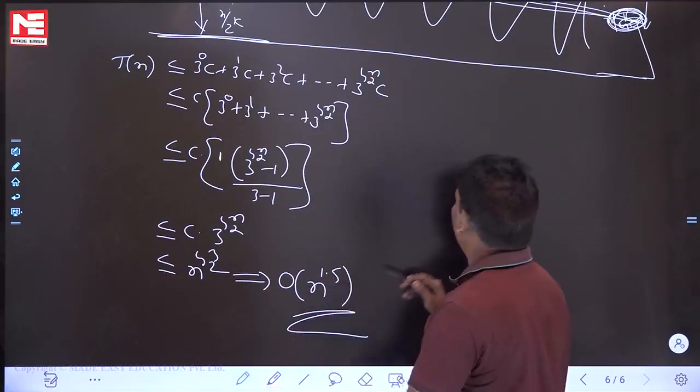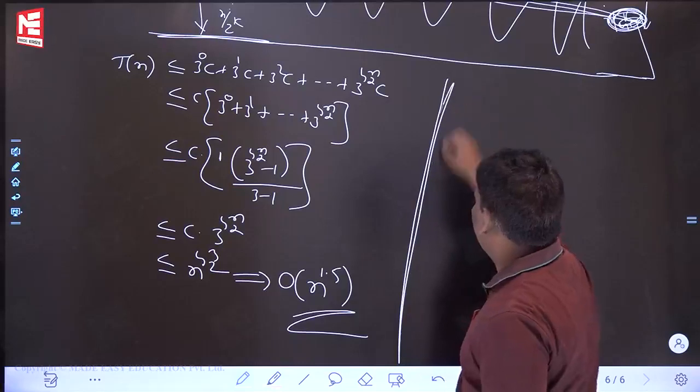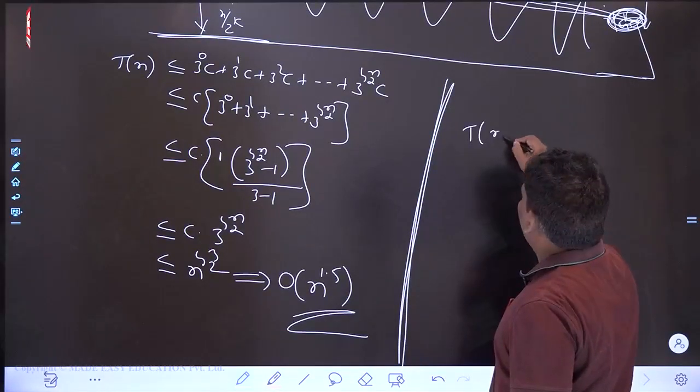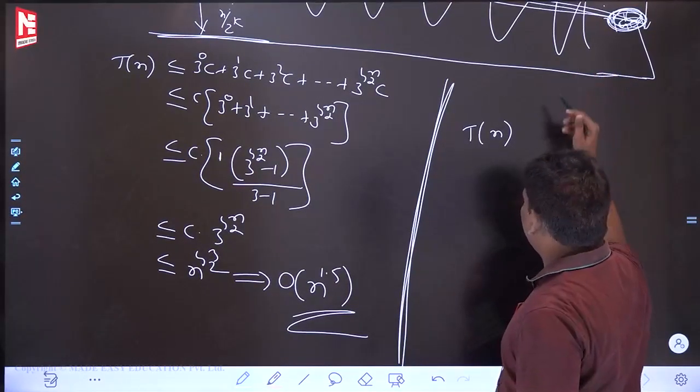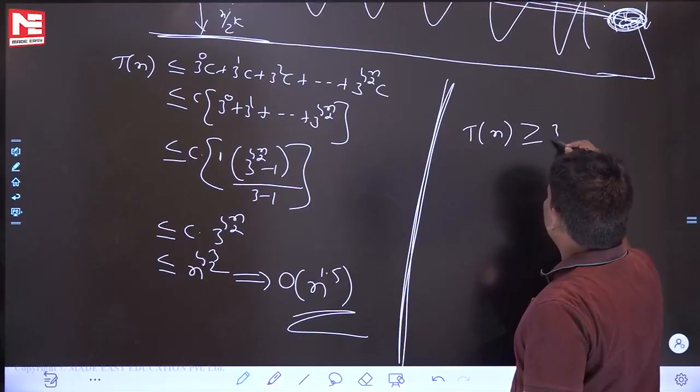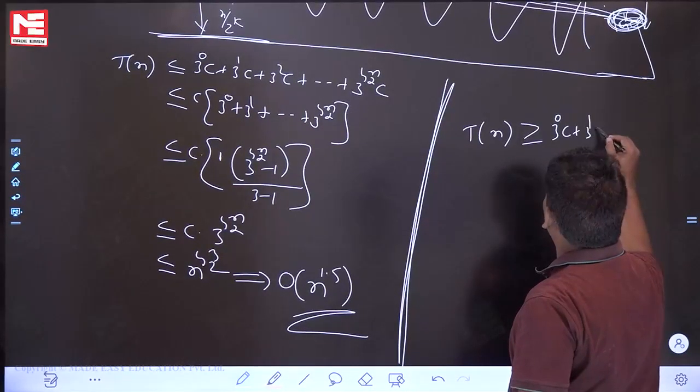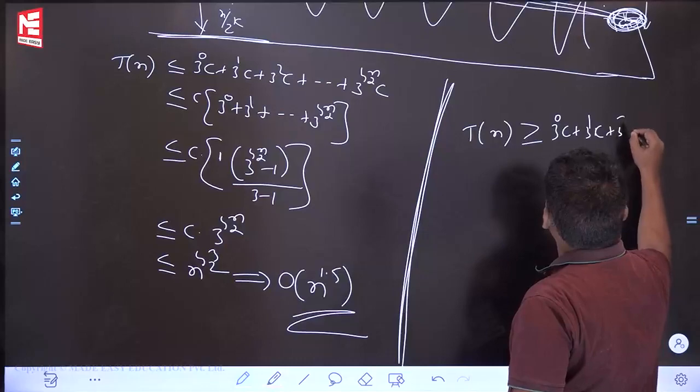This is the final answer. It is the upper bound. Let's see the lower bound also. Right is going to be less height, so let's take the less. What is the 3 power 0? Same thing: 3 power 1 c, 3 square c, and so on.